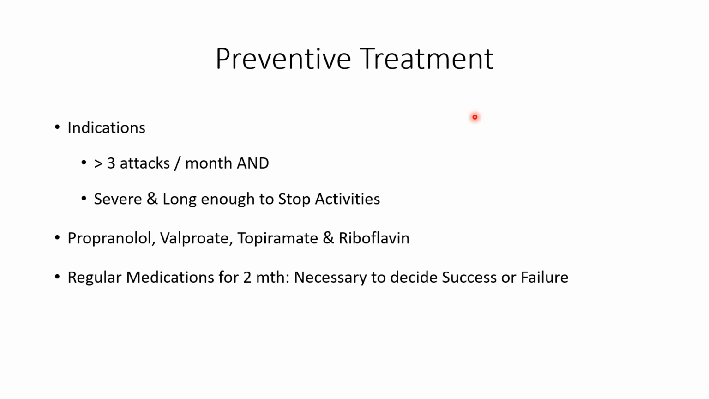Preventive treatment is indicated only if there are more than 3 attacks in a month and these attacks are severe and long enough to hamper the activity of the child. The commonly used drugs here are propranolol, valproate, topiramate, riboflavin. But what is important here is that these preventive treatments don't start acting immediately.